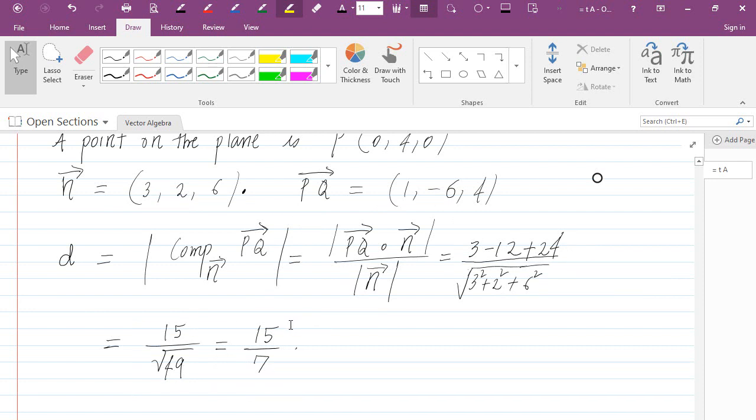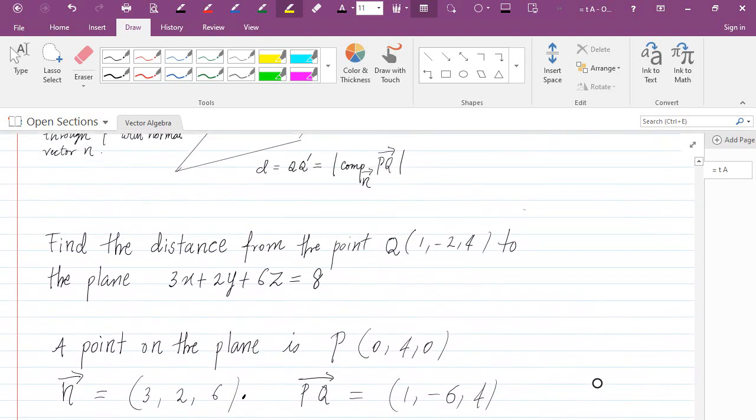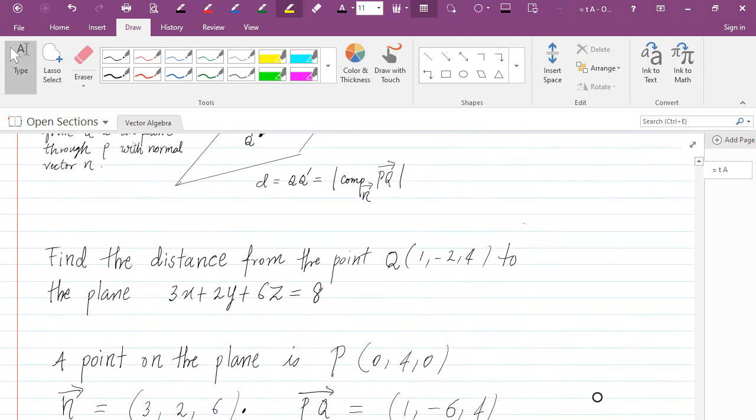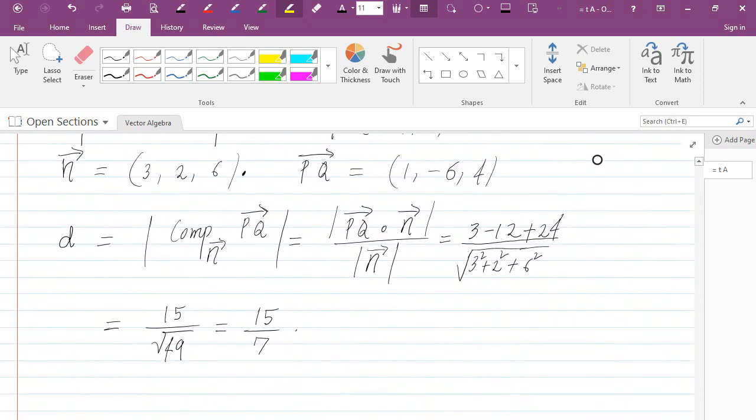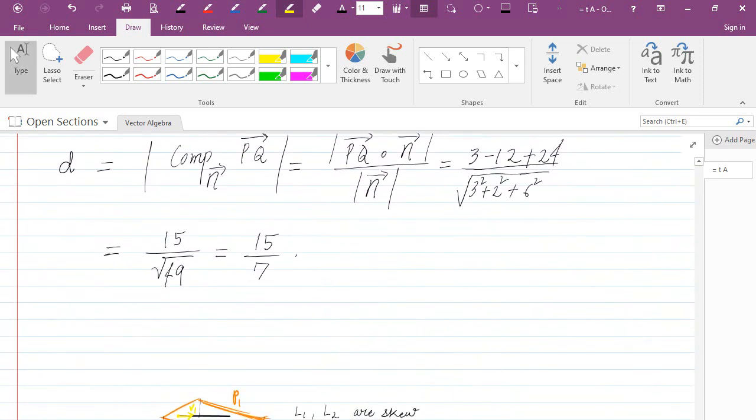So the distance between the point 1, negative 2, and 4 and the plane 3x plus 2y plus 6z is equal to 8 is 15 over 7. Okay, so this is it. This is the end of my discussion on equations of lines and planes.